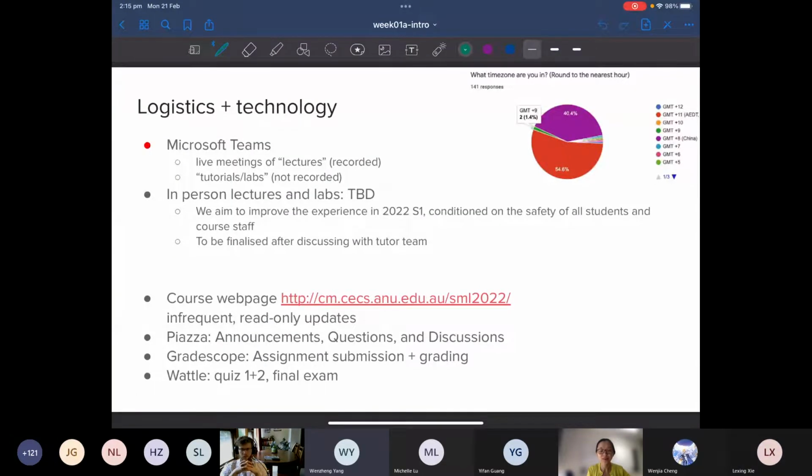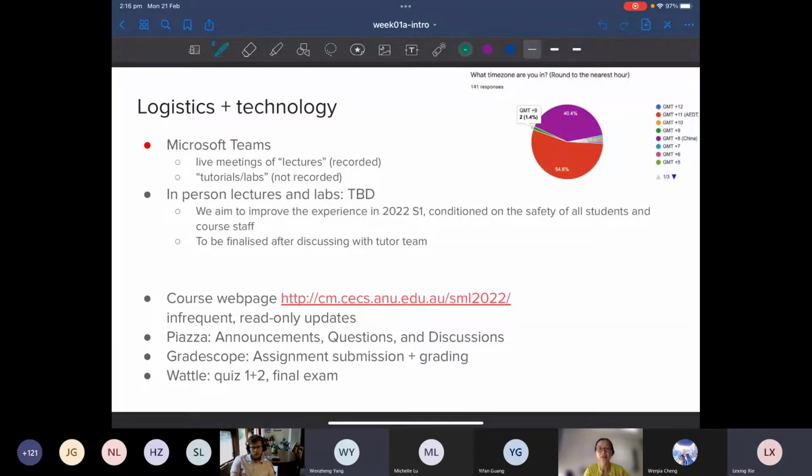A few words about logistics. Slightly less than half, but a significant portion, about 45% of this class is not in this time zone. Not sure if they're overseas or not, because Perth is like three hours behind. Which means we have to cater to both the remote and local student cohort. And with the current mask mandate still in place, we plan to hold most of these sessions, which we call online lectures, still online. They're recorded. Tutorials and labs are not recorded.